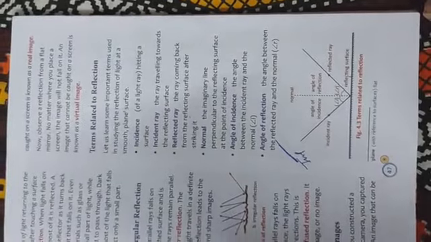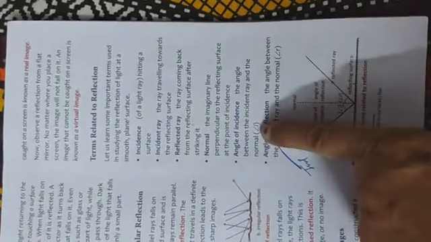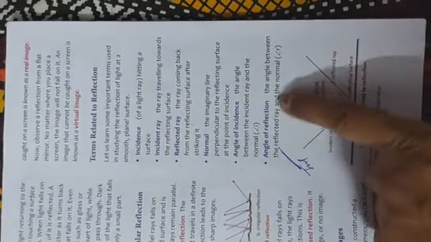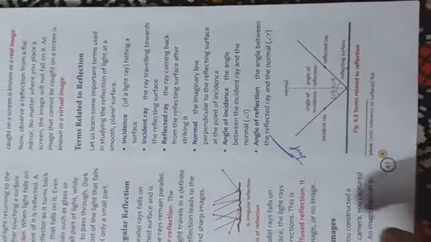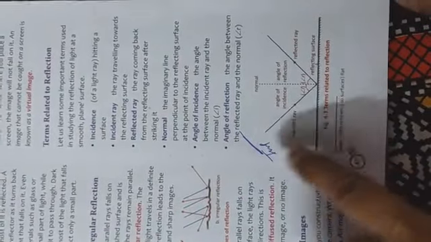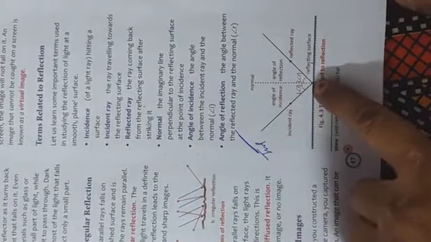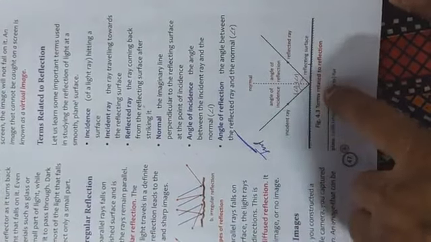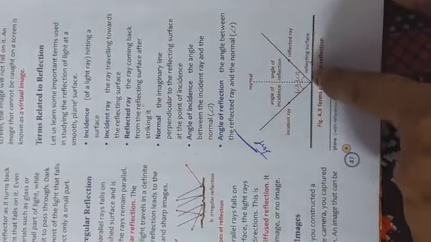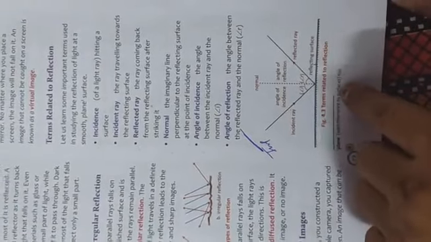And angle of reflection means the angle made by the reflected ray and the normal. Angle of reflection. So the angle of incidence is denoted by angle i, and the angle of reflection is denoted by small letter r. Okay. So here this is the reflection. You must keep in mind this is the incident ray that comes towards the surface. This is the perpendicular line, this is the normal, and this is the reflected ray after striking against the reflecting surface.